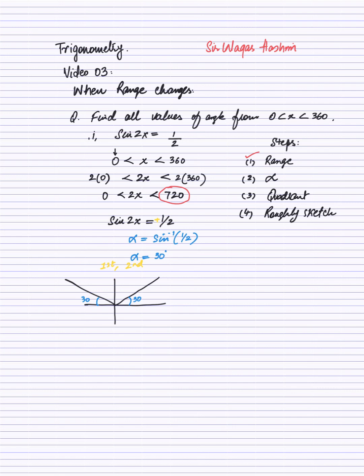Now, the fifth step, I need to highlight theta. Now, that is going to be a very important part because the range is changed, it's 720. Now, we are going to start from the horizontal x-axis, this one point, right?